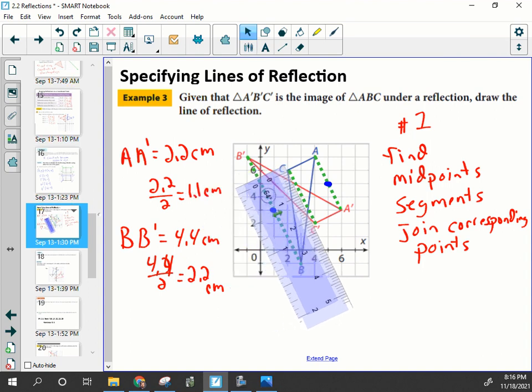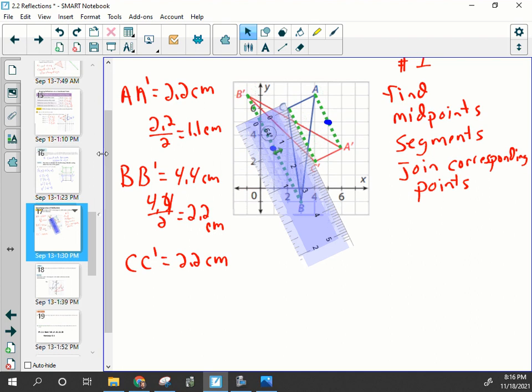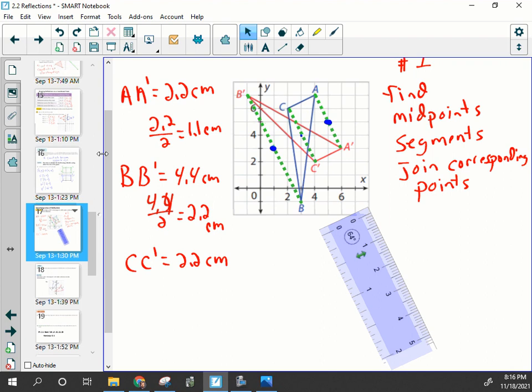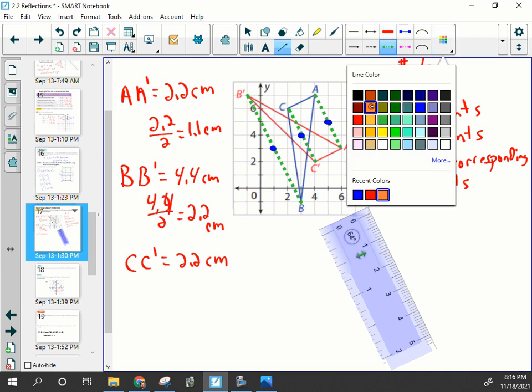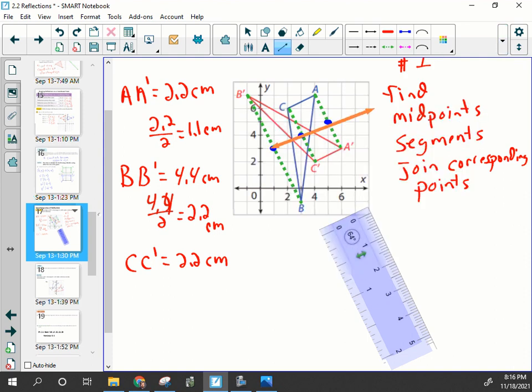And I will find the midpoint of C prime. C prime again, I measure that. I get 2.2 centimeters again. And half of 2.2, we already found to be 1.1. So I'll find where 1.1 is. Make a mark there. I'm going to move my ruler out of the way. Right there are the three midpoints of A prime, B prime, C prime. So what I will do is draw the line that goes through those 3 points.